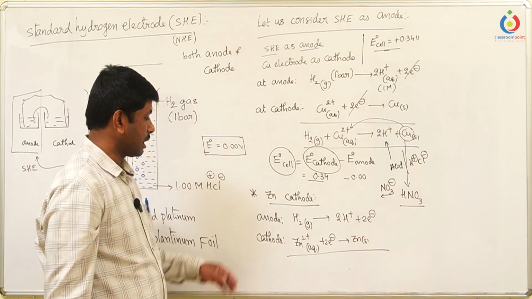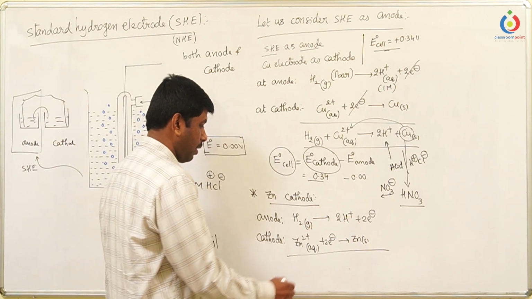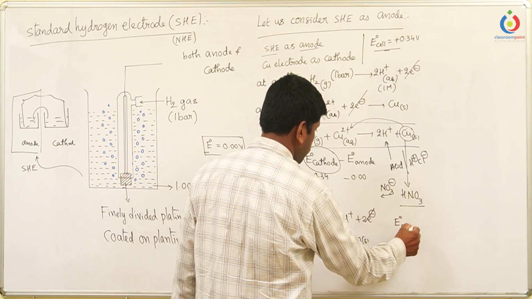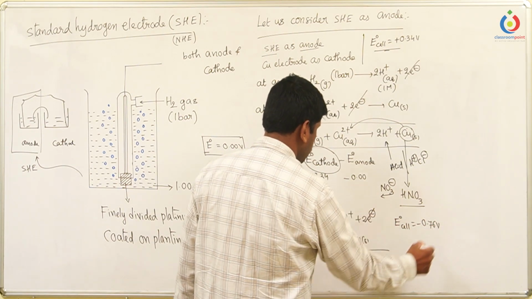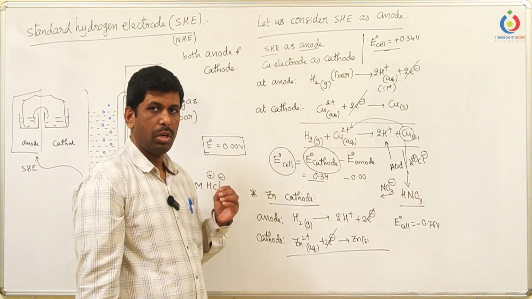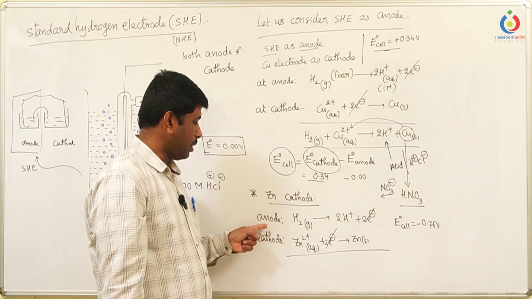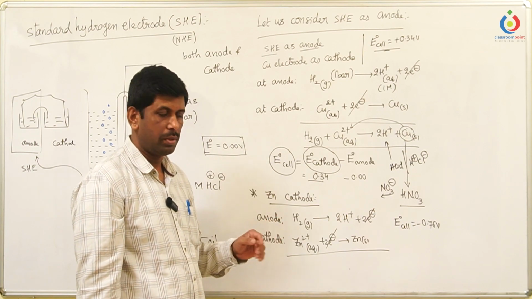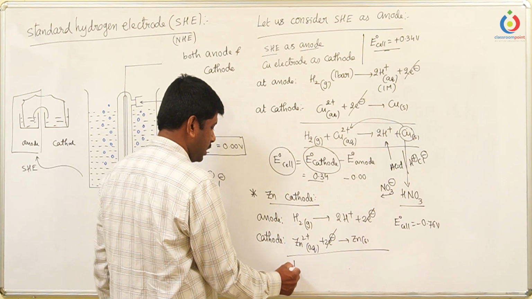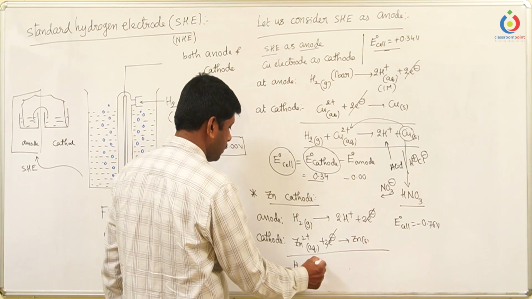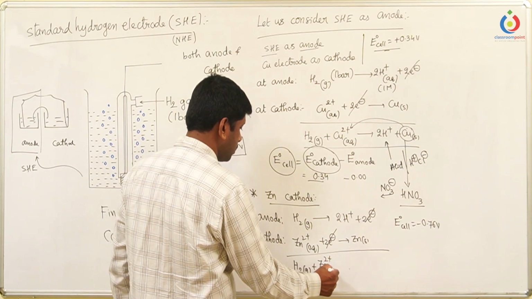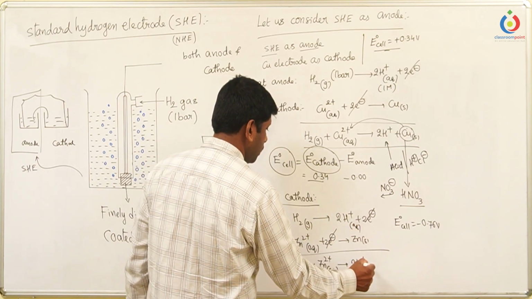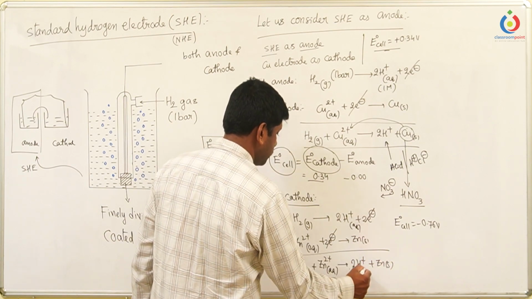When the zinc electrode is taken as cathode and the standard hydrogen electrode as the anode, the cell potential observed, E naught cell, was minus 0.76 volts. That means this cell does not work. So hydrogen electrode as the anode and zinc electrode as the cathode is not possible, but if you reverse it, it is possible. Let us write down the complete equation here: hydrogen gas plus zinc 2 plus ions, aqueous, gives 2 H plus ions plus zinc in solid state.